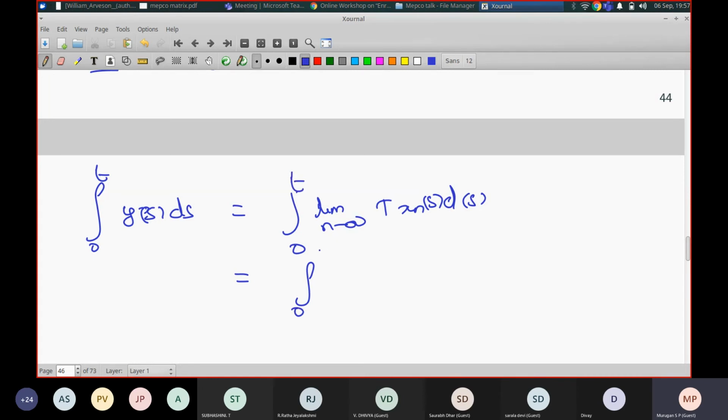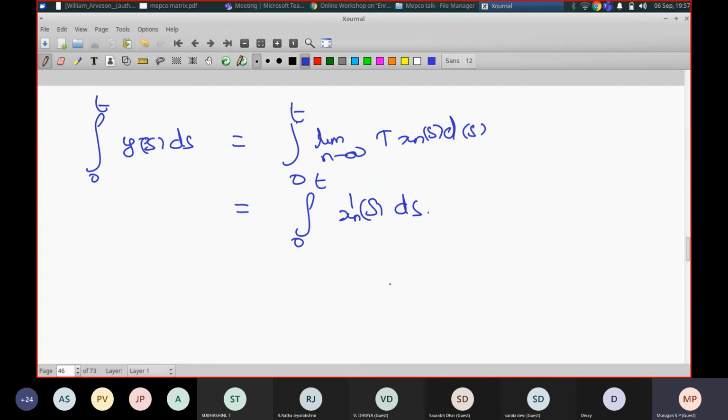T is acting on xn, its derivative, right? So you can replace it by this derivative. So that is the integral of xn' dx, right? Okay. Then what is this? This value you can easily compute by the fundamental theorem of analysis. You can easily compute xn of t minus xn of 0.